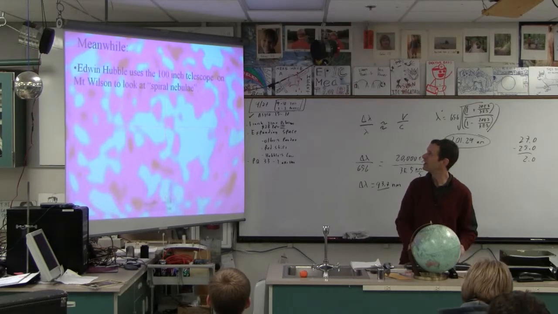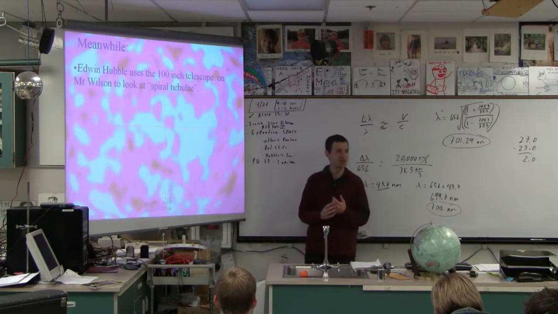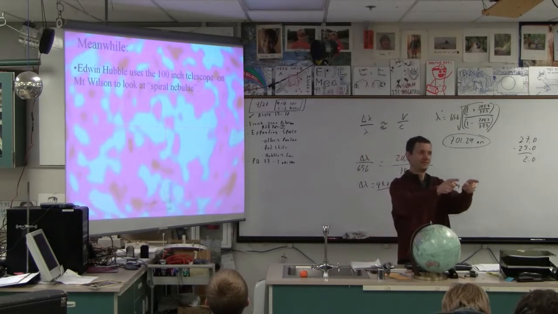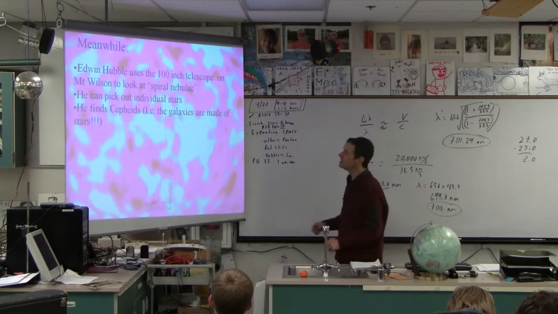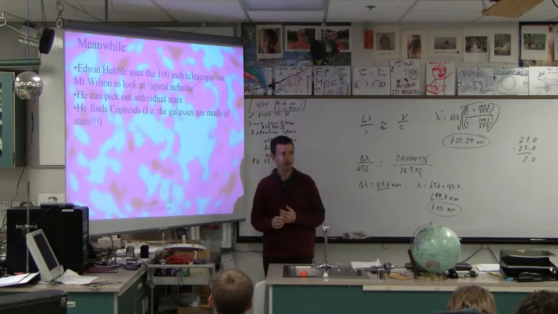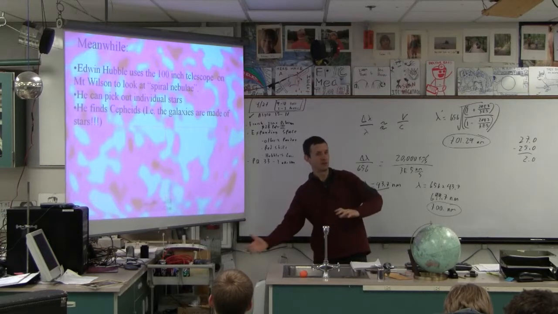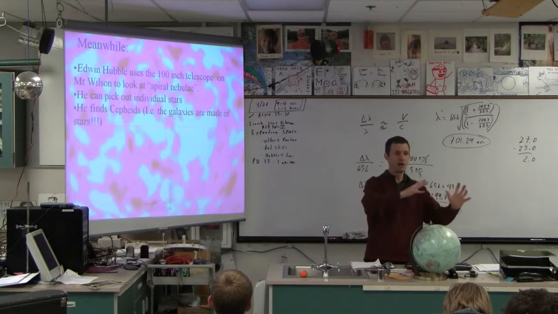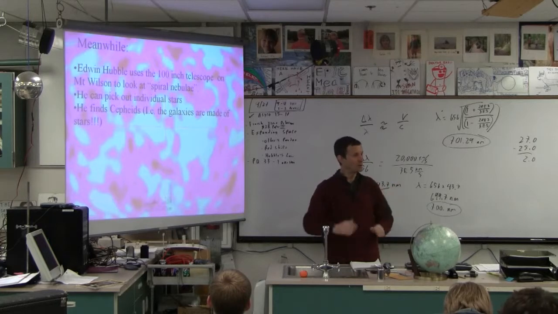Meanwhile, back at the ranch, okay? Edwin Hubble uses the 100-inch telescope on Mount Wilson to look at spiral nebulae. He knows that they're galaxies. He sees in those spiral nebulae he can pick out individual stars. He can find Cepheid variable stars. He can measure the distance exactly, because Cepheid variable stars are variable stars whose brightness is related to their period. Bright stars oscillate back and forth slowly like large gongs, right? And smaller ones that aren't as bright go more quickly, okay?